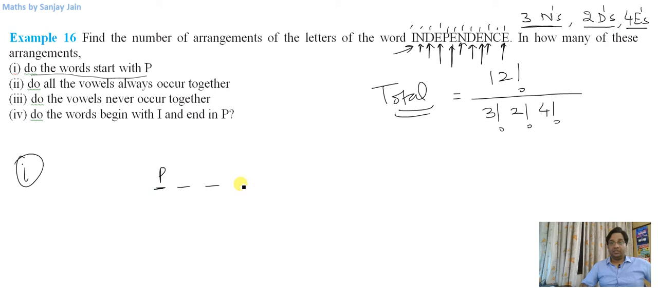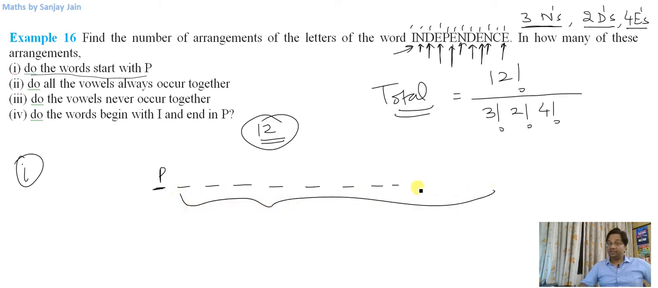Now what are the total number of letters that I have to use? I have to use total 12 letters, right? Total 12 letters are there, out of which P is fixed at first place, right? Now P is fixed at first place, so I'll have to arrange the rest of the 11 places. Okay, so what will be the total number of arrangements?